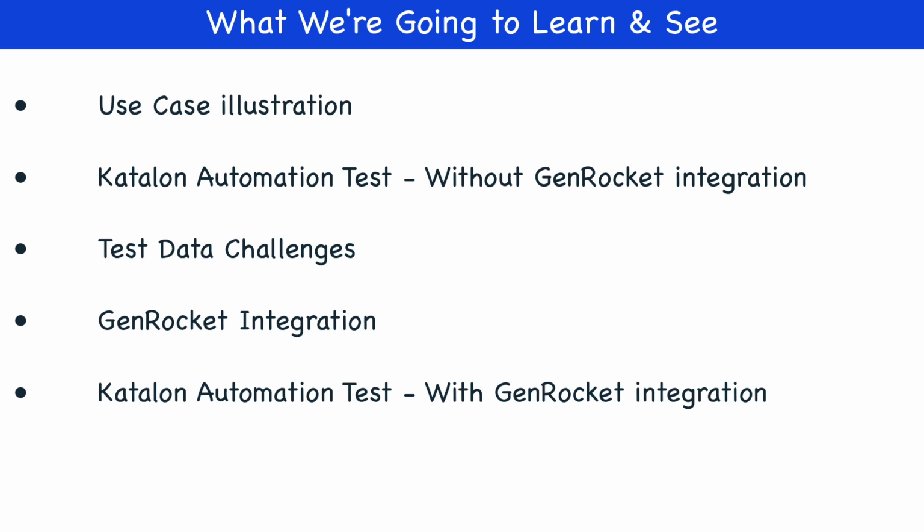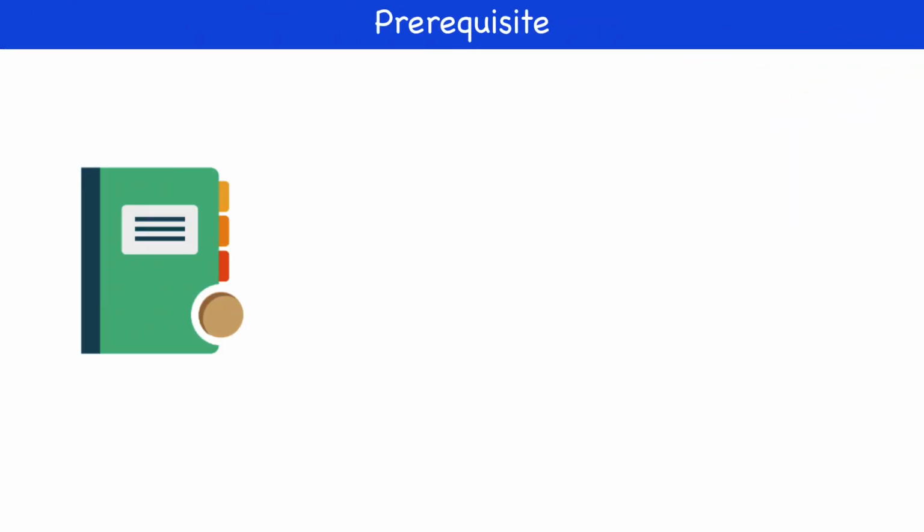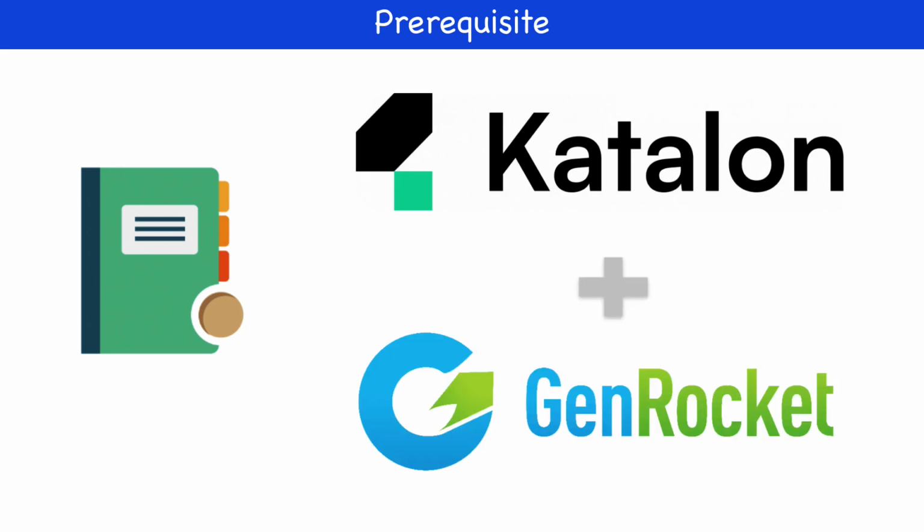In today's session, we are going to discuss a real-time use case and how Katalon enables data-driven automation tests, and then a quick walkthrough on test data challenges. From there, we will see how GenRocket is integrated into Katalon automation scripts and reap the benefits. To continue on our integration journey, as a prerequisite, we would need installation of Katalon Studio to create the automation scripts and then GenRocket to perform the synthetic test data generation.